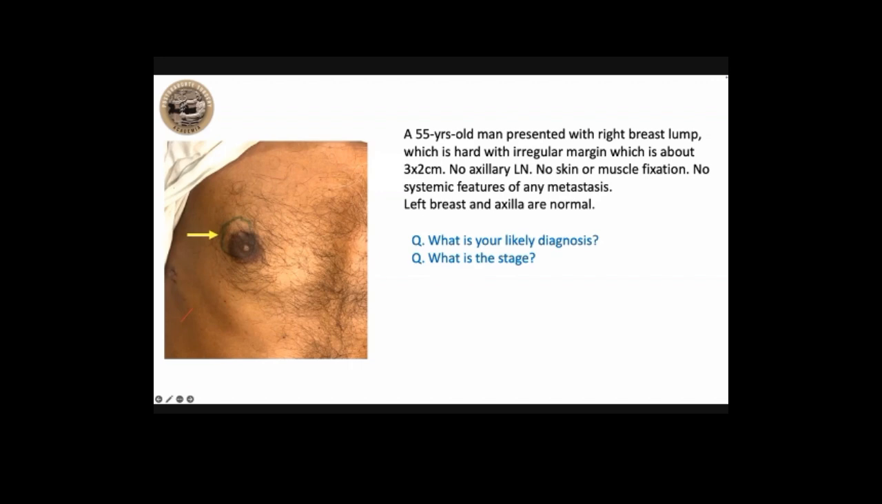I will do ultrasonography of both breast and axilla and mammography of both breast and axilla. Okay. And then I will go for ultrasono-guided core biopsy.